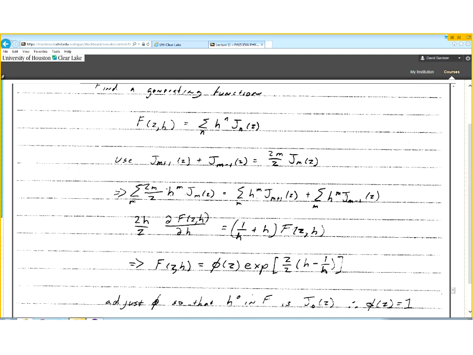So you can see you have a phi of z, which is just some random function of z, which is not defined, and then you have an exponential term, which goes like z over 2 times h minus 1 over h. Did everybody see where that came from? No, I just solved the differential equation. Yeah, hopefully I didn't miss a sign, but I think that should be right.